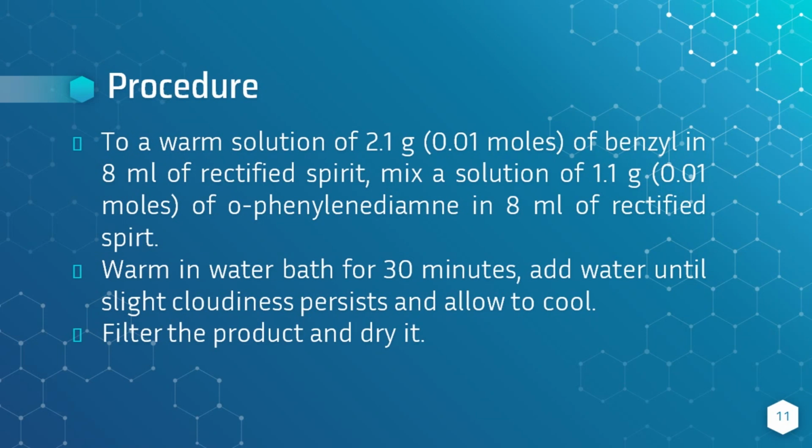We just have to weigh 2.1 gram of benzil, dissolve it in 8 ml of rectified spirit and warm it. To this warm solution, we are going to add the solution of orthophenylene diamine in rectified spirit. So both the solutions, benzil as well as orthophenylene diamine, are to be prepared in rectified spirit separately and then they are to be mixed.